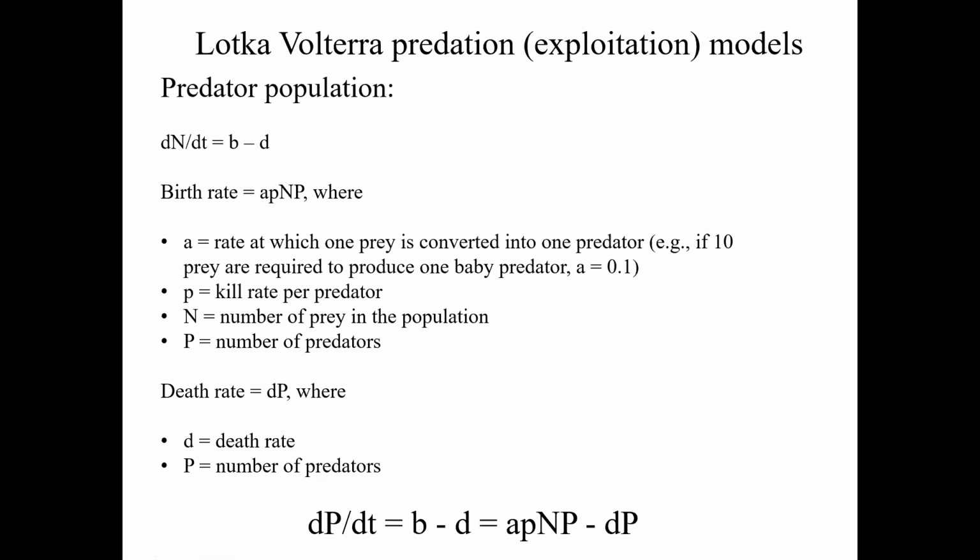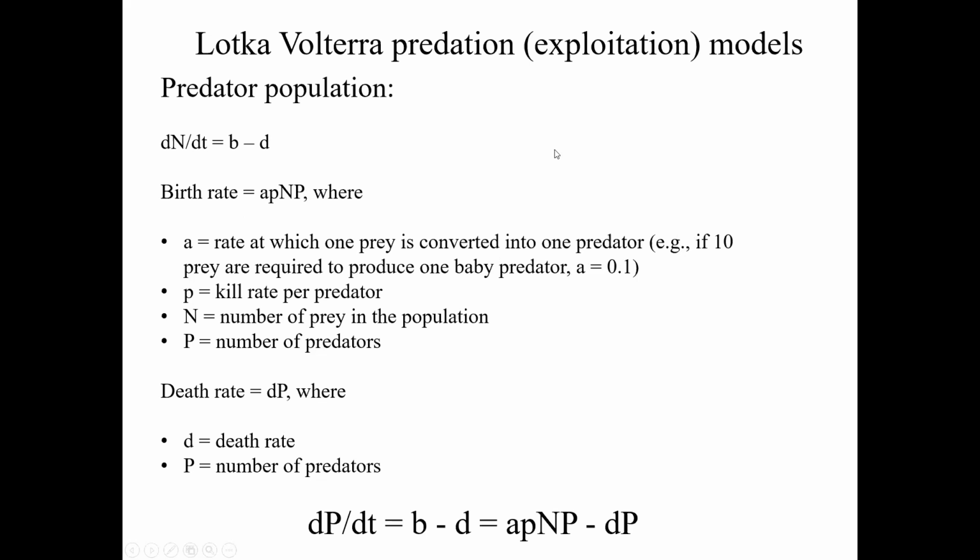Maybe you have to eat 100 prey before you can reproduce one time. So there's a conversion rate here. That's little a. That's the rate at which one prey is converted into one predator. If you need 10 prey to make a baby, then the rate is 0.1. If it's 100 prey, then it's 0.01.